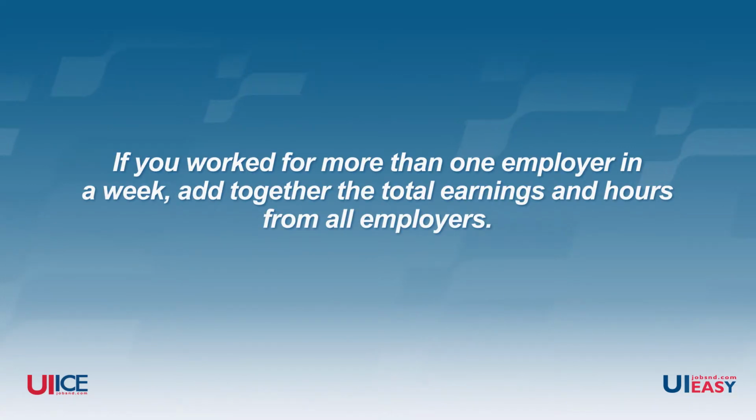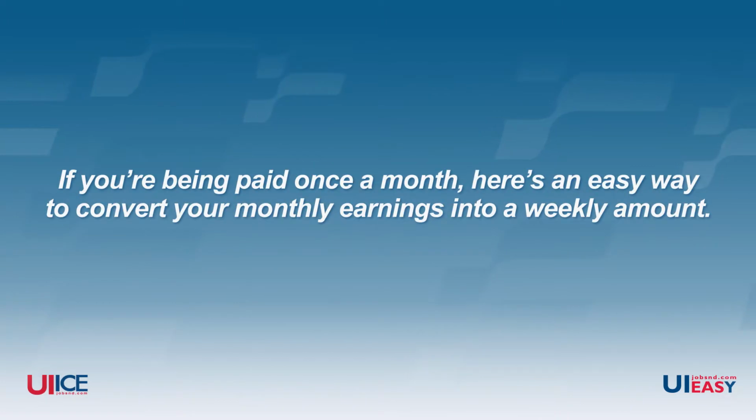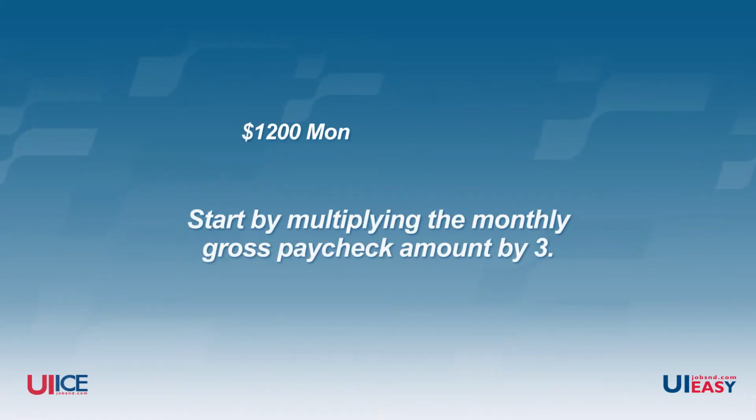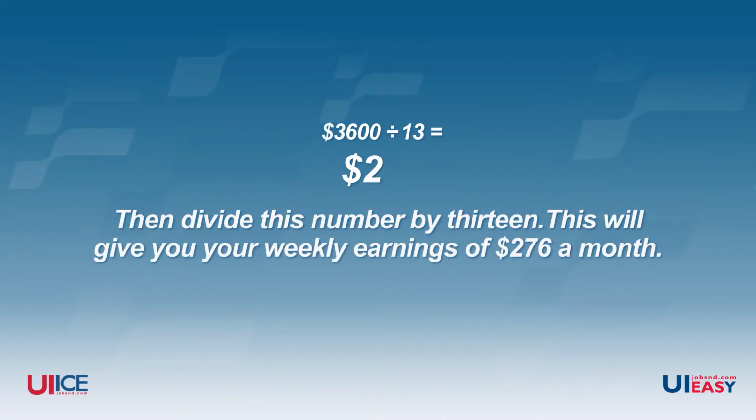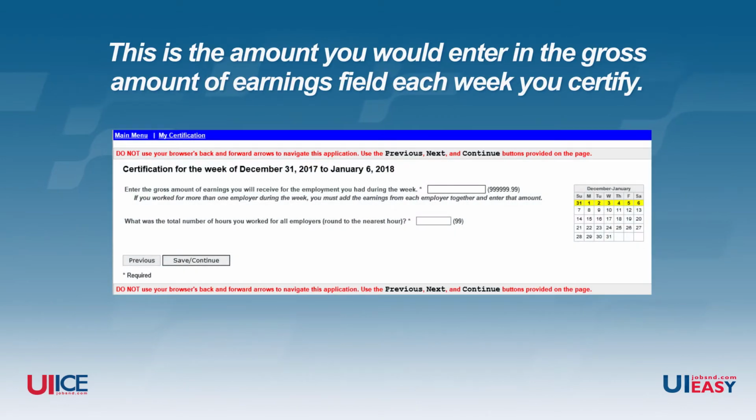If you worked for more than one employer in a week, add together the total earnings and hours from all employers. If you're being paid once a month, here's an easy way to convert your monthly earnings into a weekly amount. Start by multiplying the monthly gross paycheck amount by 3. Then divide this number by 13. This will give you your weekly earnings of $276. This is the amount you would enter in the gross amount of earnings field each week you certify.